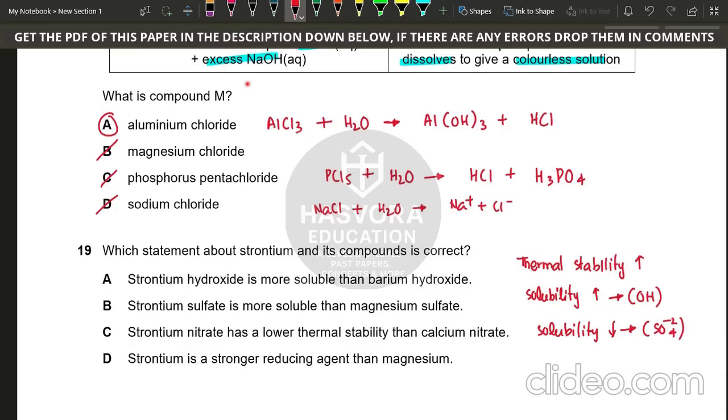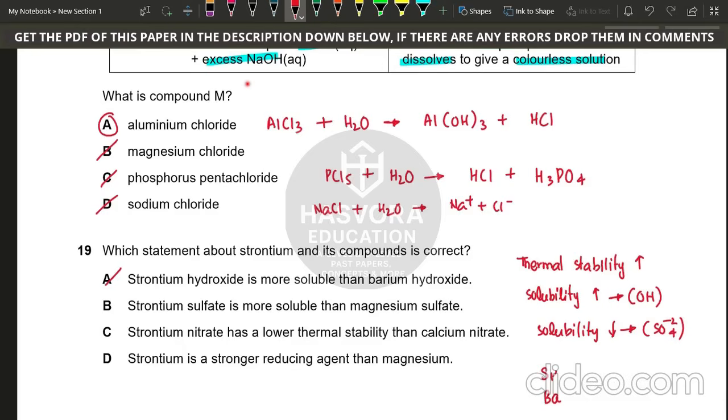So now let's read the statement. Strontium hydroxide is more soluble than barium hydroxide. Now this is not correct, because barium is lower than strontium. This means barium is more soluble, and strontium is less soluble. So A is not the answer.